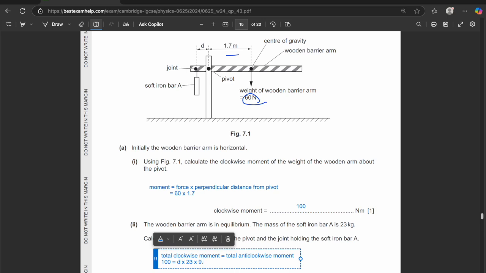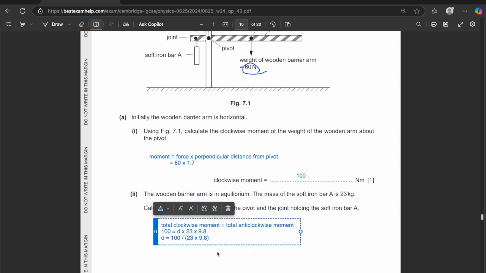I have to work out the force, multiplied by 9.8. So D will be equal to 100 divided by 23 times 9.8. You get 0.44365 and so on. You can take two significant figures.